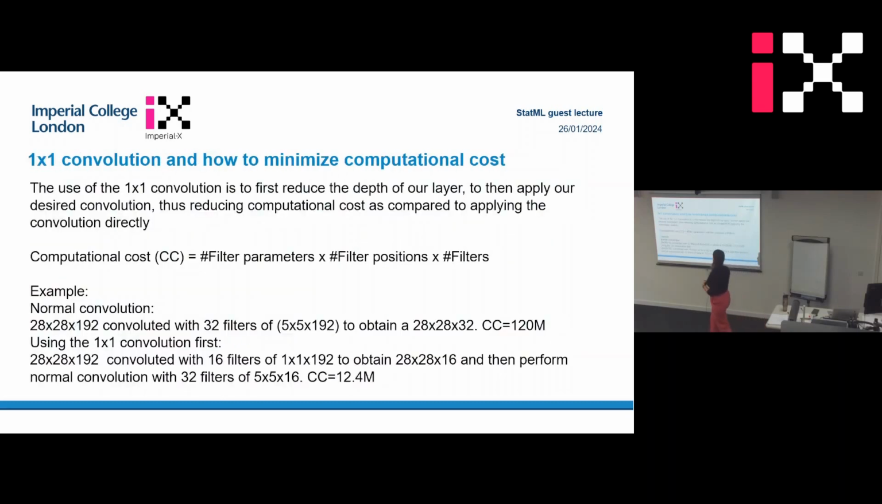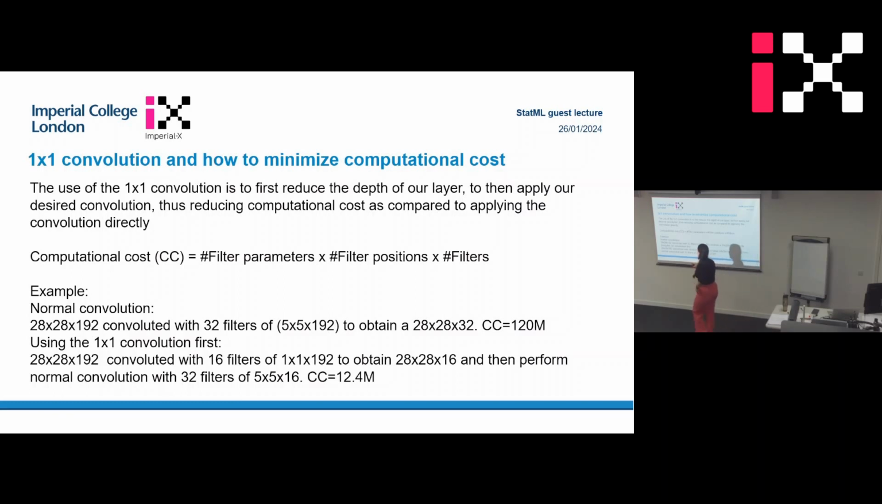And so this is an example. Maybe it's a bit boring because of the math, but it shows you one particular example where your computational cost is the number of filter parameters times the filter positions, meaning how many times you move the filter along the image, times the number of filters you're using.